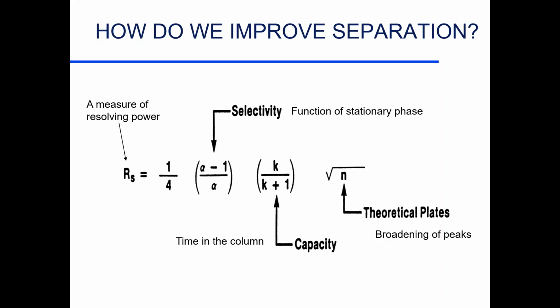And we always try to use a good column. Say there's probably 4 columns that are used generally. One's very polar, so it interacts with polar compounds. The other interacts with non-polar, and then there are those in between. So first of all, we work with selectivity. We work with the right column to get our separation.